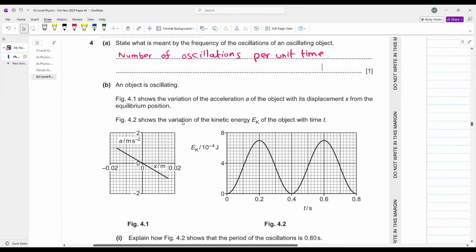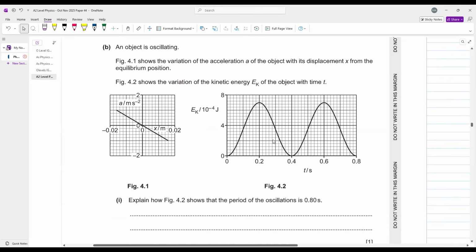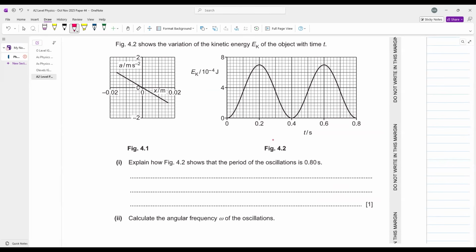An object is oscillating. Figure 4.1 shows the variation of acceleration of the object with its displacement x from the equilibrium position. Figure 4.2 shows the variation of the kinetic energy of the object with time t. Explain how figure 4.2 shows that the period of the oscillation is 0.8 seconds. बेटा हमने figure 4.2 को use करके बताना है how is the period of the oscillation 0.8 seconds. Very easy. Can you realize kinetic energy becomes maximum twice in one oscillation?